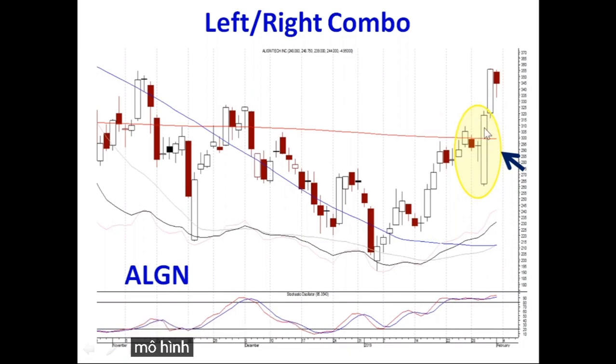Yes, if this had been bearish right here at this level, that would have told you it's time to go short because they failed at the 200. Get ready to go short on this.